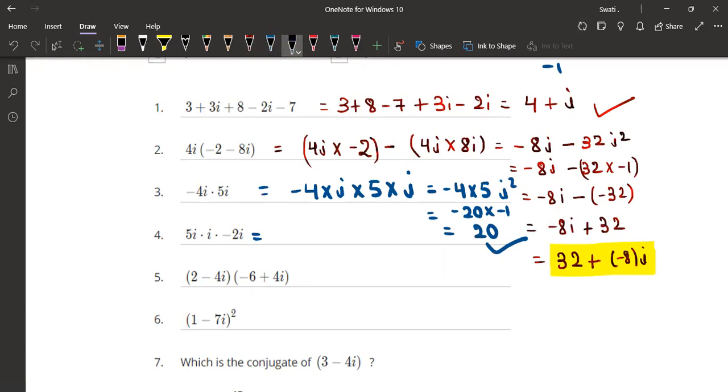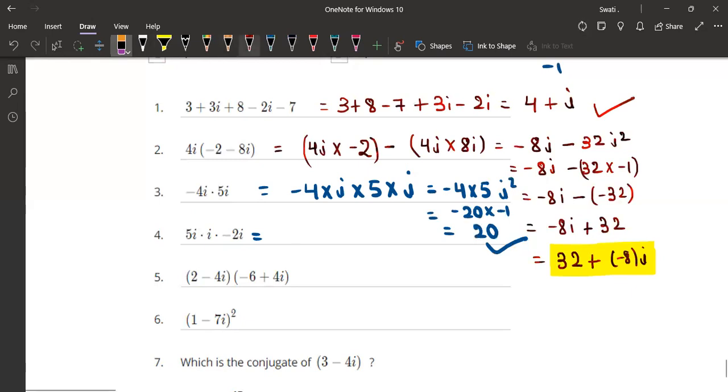Okay. Let's move to this one. So in this particular question, 5i into i. Of course, 5i into i will be 5i square, right? And then minus 2i. Okay, all right. Here, do not get confused, okay?